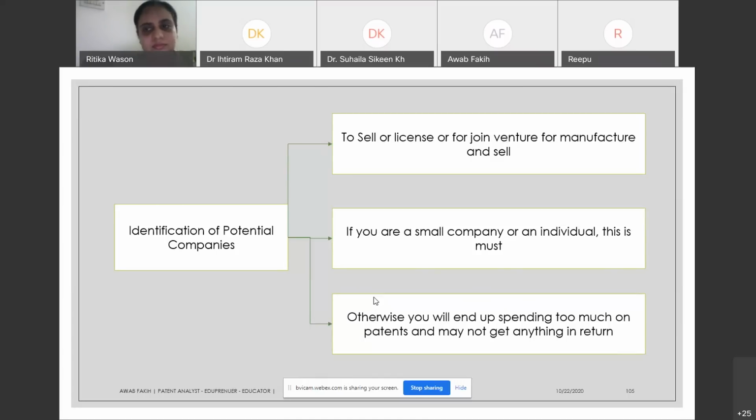Identification, all these points are only applicable if you are thinking to launch a product, or you're working with a startup, or you're working with a company. Only in that case it will make a difference, not as an academician.